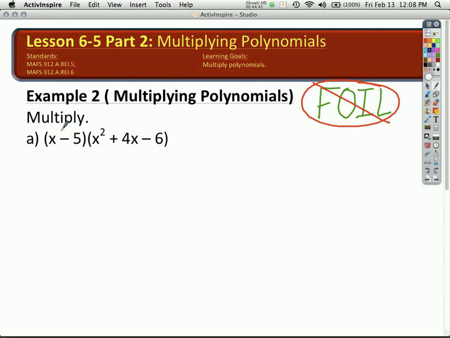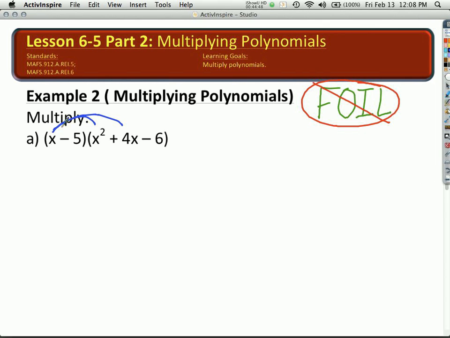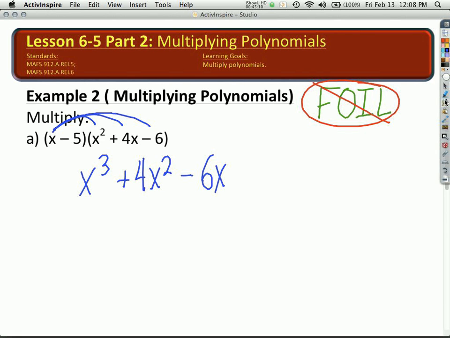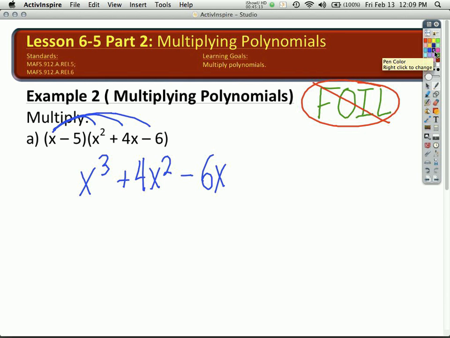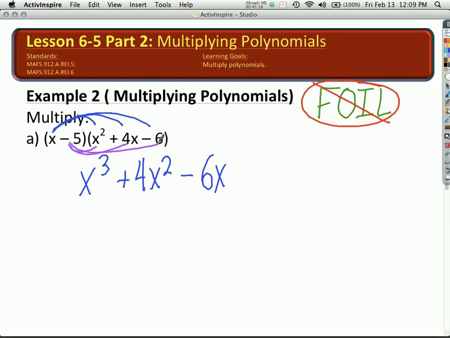So it is distributive property. This times that times that. So I'm going to do that first, and I'm going to do it mentally because I'm already ready to do that. I've taken the training wheels off. X times x squared is x to the third. X times 4x is 4x squared. X times negative 6 is negative 6x. So I've done the first distributive property. Don't write this down, just watch. Now, I have to do the second one, which is the negative 5 times here, and times there. But I'm very experienced, so watch what I'm going to do.